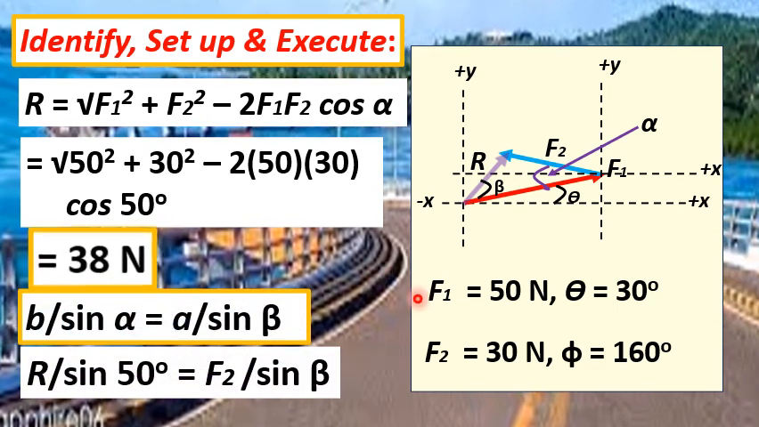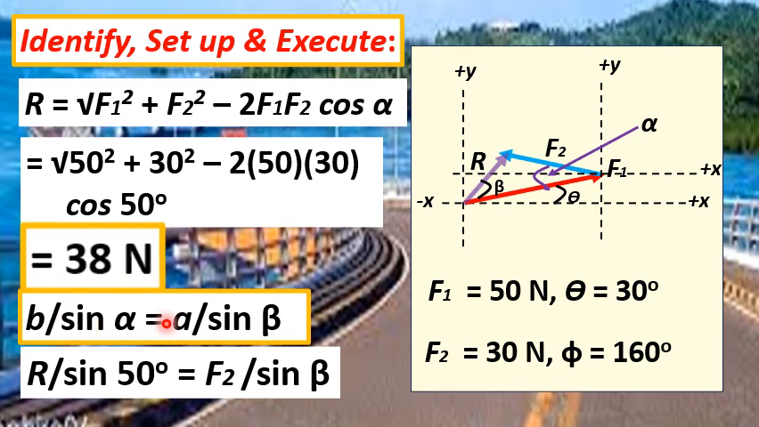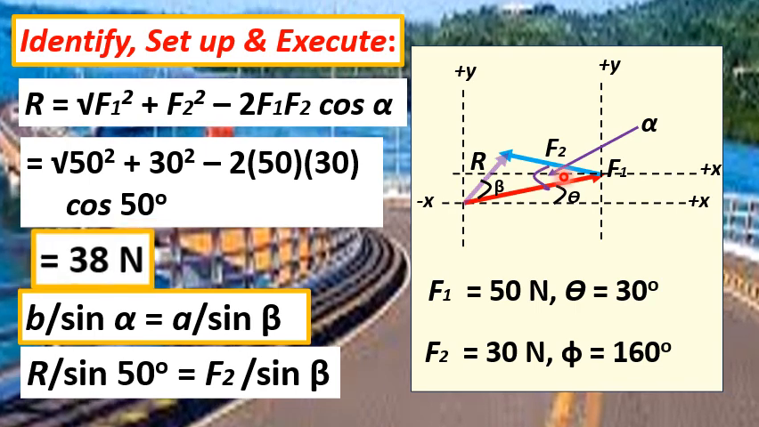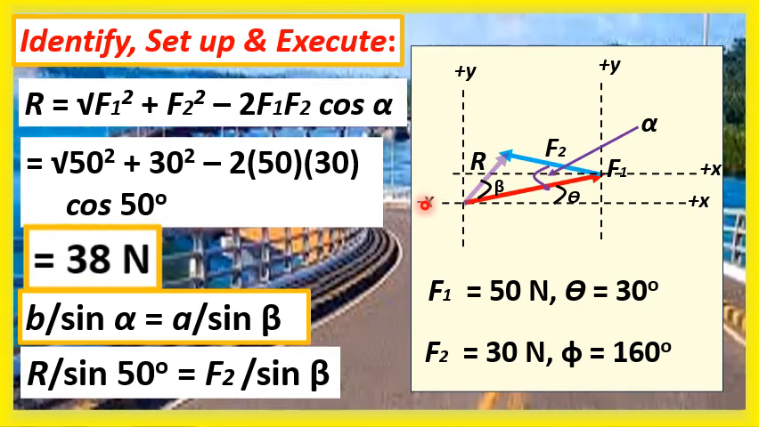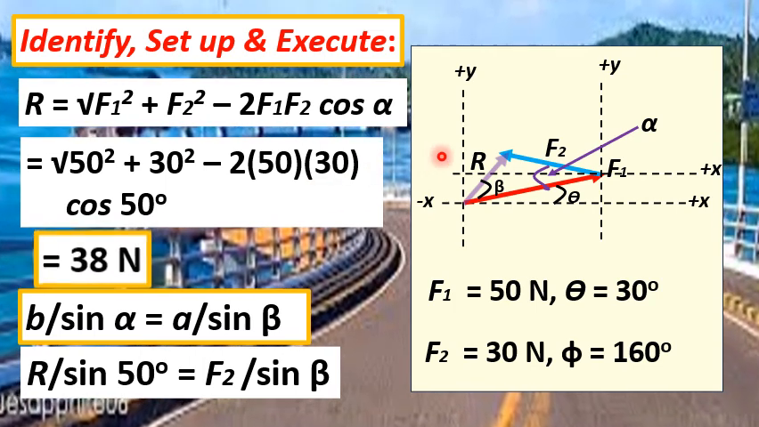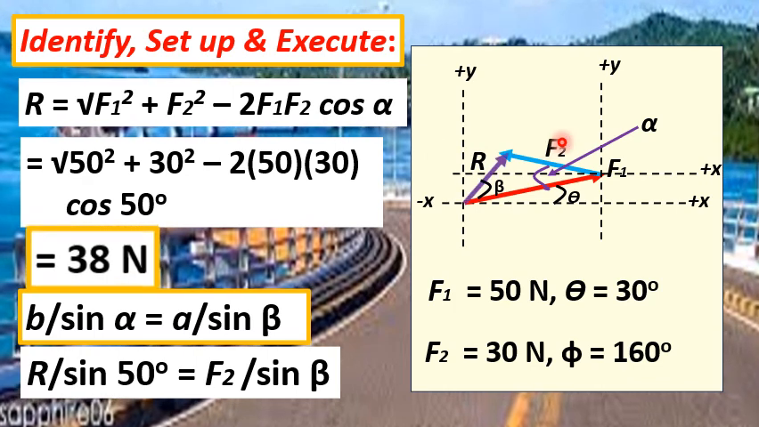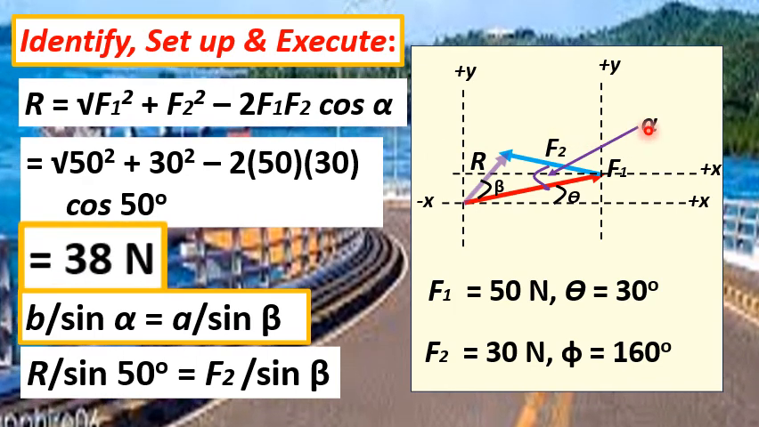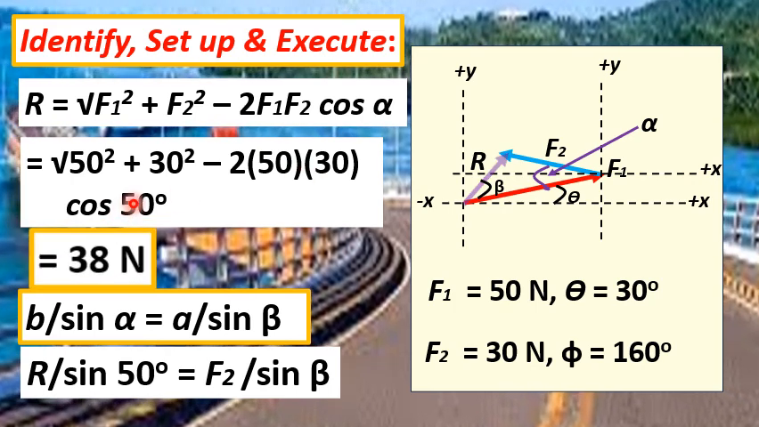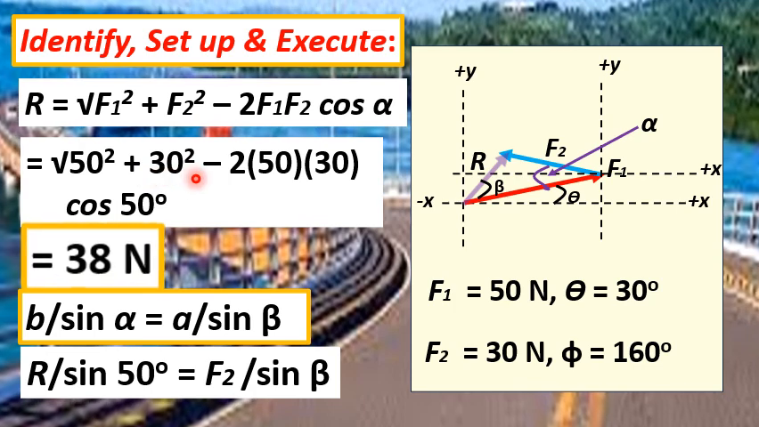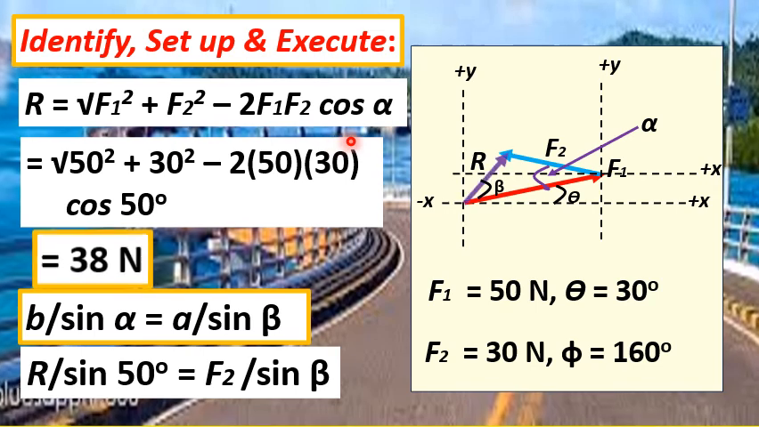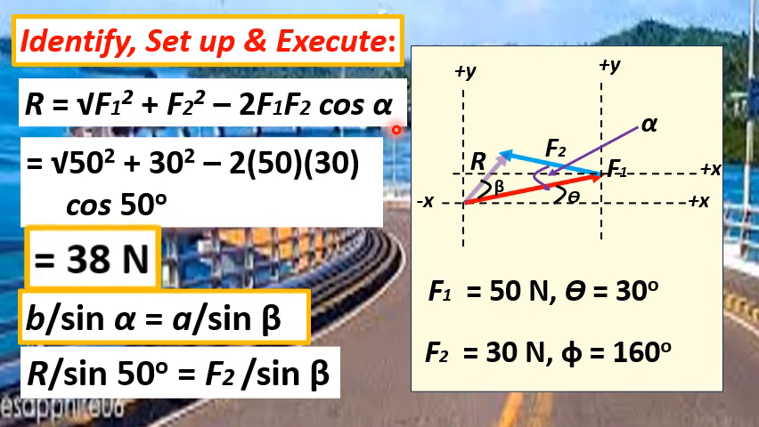All right. The sine law states that based on our triangle diagram, side B divided by sine of the angle alpha is just equal to side A divided by sine of the angle beta. Or, since side B represents the big R, right, so big R divided by sine of angle alpha equals side A or F2 divided by sine of the angle beta.